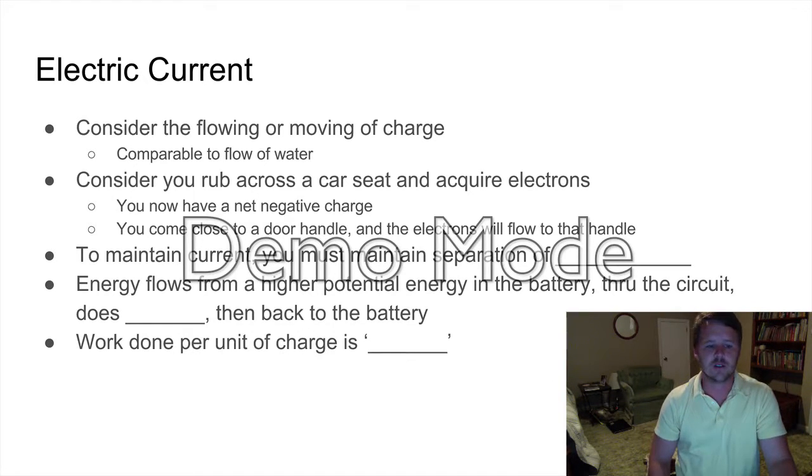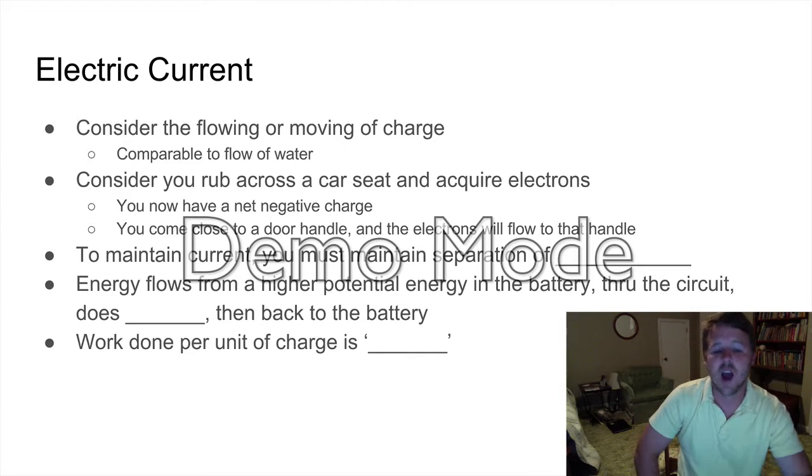Also a good way to think about electric current is a mild example of static electricity. The current flows from your car seat to your butt, through to your hand, to the door handle, to the next metal that you touch. So energy flows from a higher potential energy in the battery through the circuit, does work, then back to the battery.